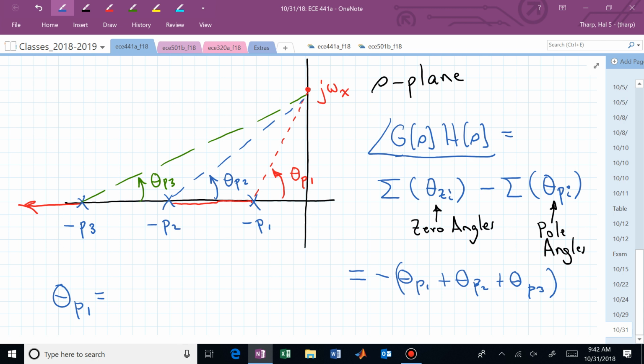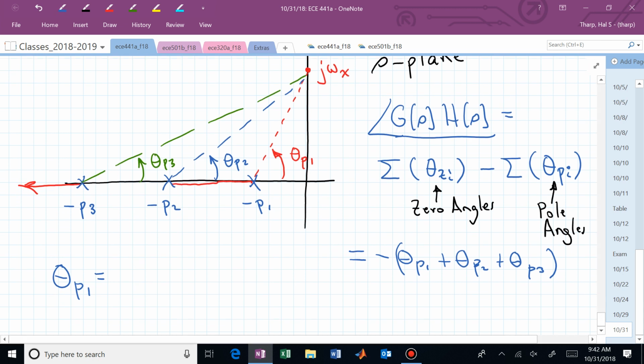If you'd sketched this accurately, you could pull out your protractor and measure those angles. Wouldn't even have to do these inverse tangent formulas. And that will be close, pretty close, if not better than, obviously it'll be better than what I'm sketching or drawing. What's theta P1? How do I find that? This is just opposite over adjacent, isn't it? Inverse then in the argument of an inverse tangent.